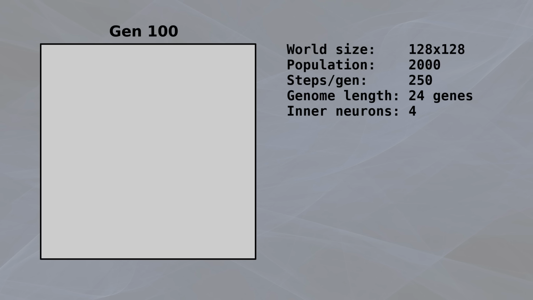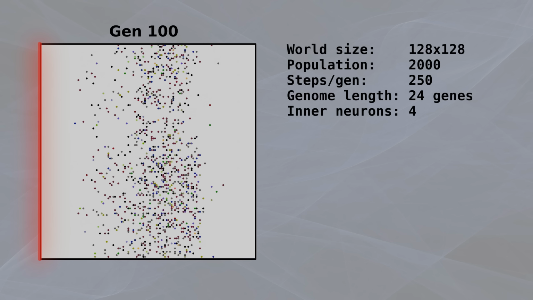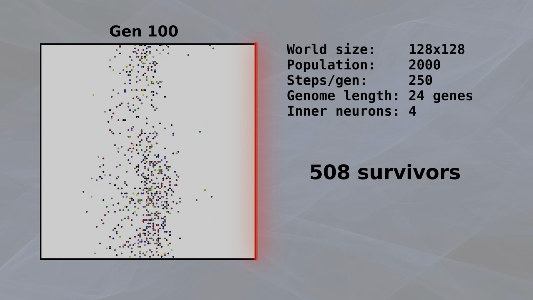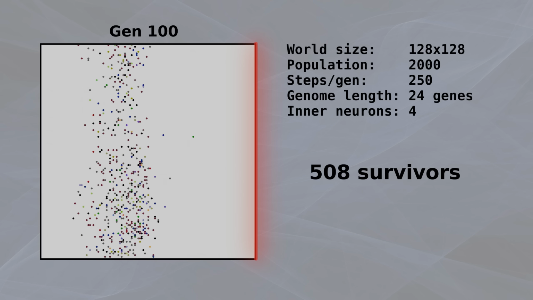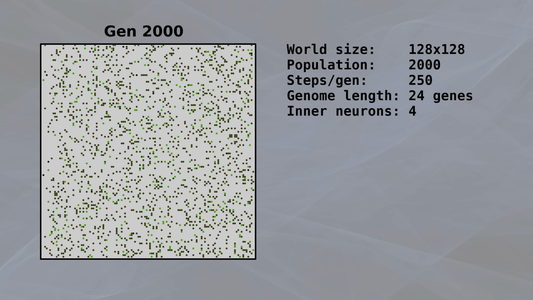Let's move forward to generation 100. After this many generations of evolution, there's not a whole lot of difference. Now, this time, there's 508 survivors, which is not a whole lot better. So let's let them evolve a little bit, and let's check in at generation 2000 and see how they're doing. Now, at generation 2000, things are a little bit different.